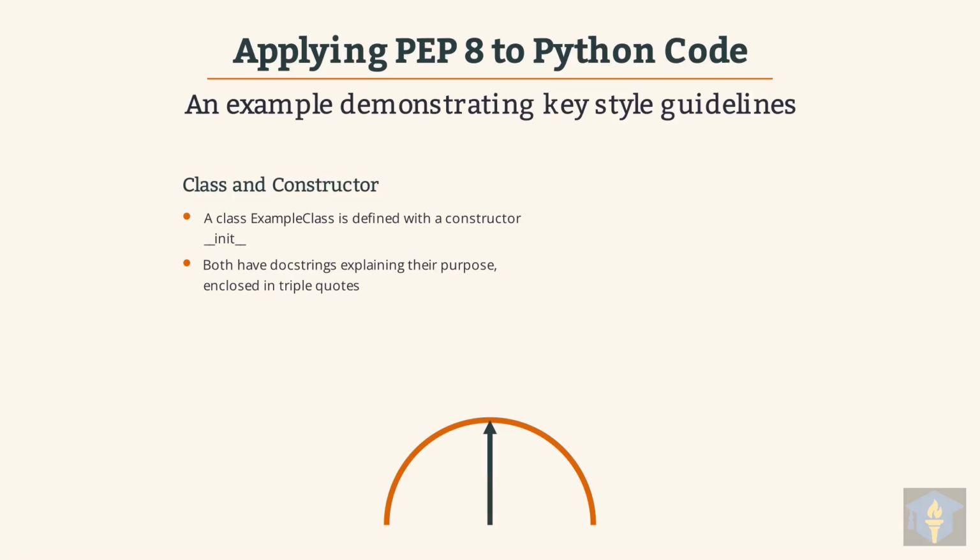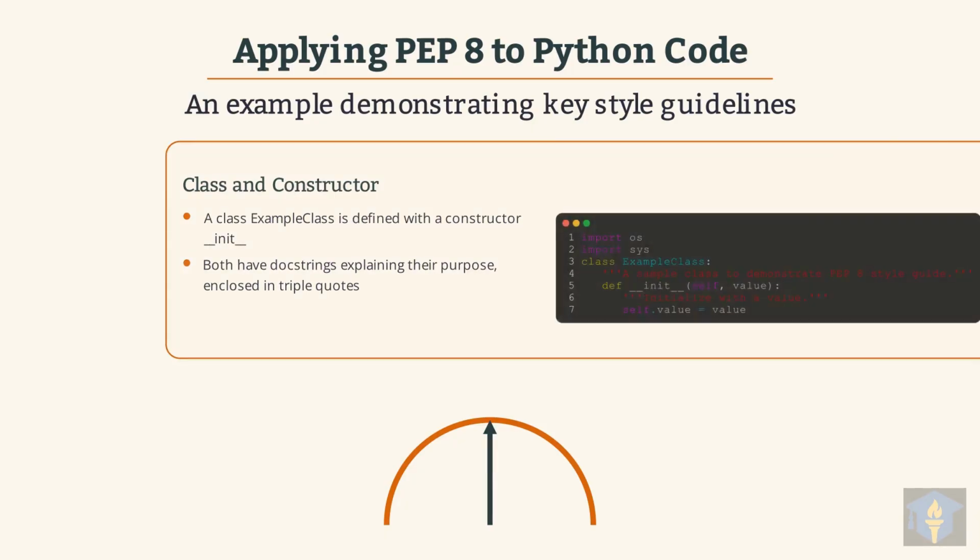A class named ExampleClass is defined with its constructor, __init__. Both include docstrings, enclosed in triple quotes to explain their purpose. This code imports standard modules, defines an ExampleClass with a clear docstring, and initializes it with a value.